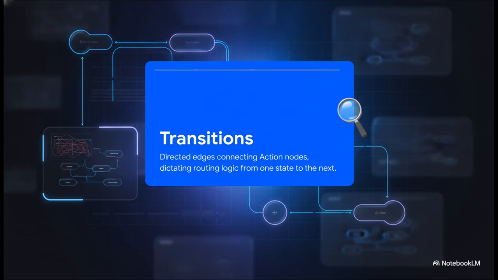Well, the answer lies in transitions. Conceptually, transitions are the directed edges of a Burr graph that connect your action nodes together. They mathematically dictate the exact routing logic to get you from one state to the very next one. You can really just think of them as the literal train tracks your application runs on.